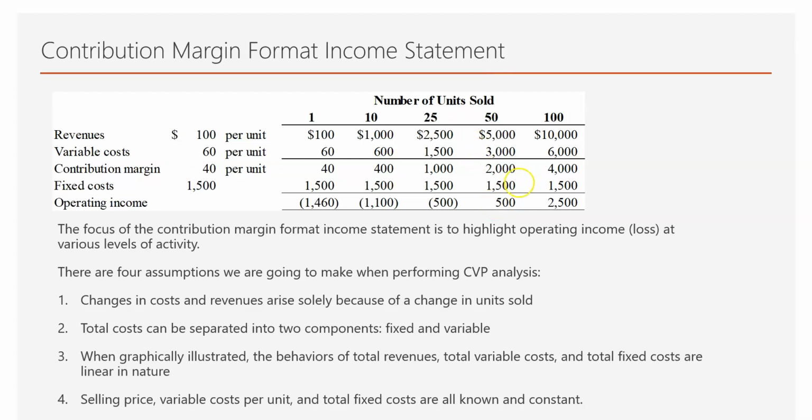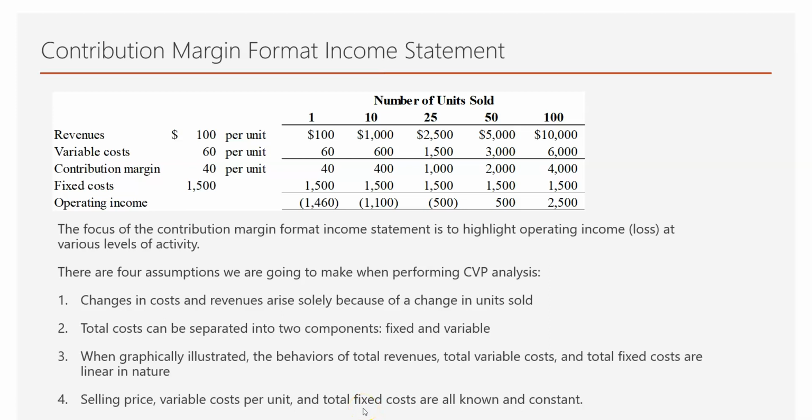And you can see how progressively, the more I sell, the closer I get to the point where something happens. Somewhere in between selling 25 units and 50 units, guess what? I'm going to break even. Why? Because I had an operating loss when I sold 25 units, and I have an operating income of $500 here. So I know that somewhere in between 25 and 50 units sold, I'm going to break even.